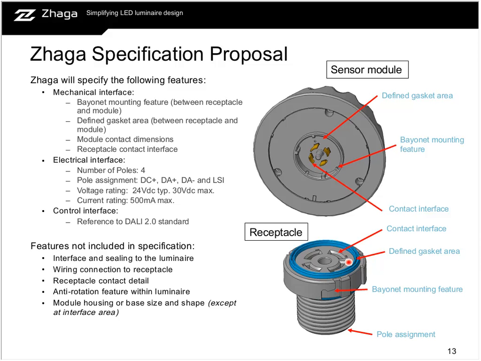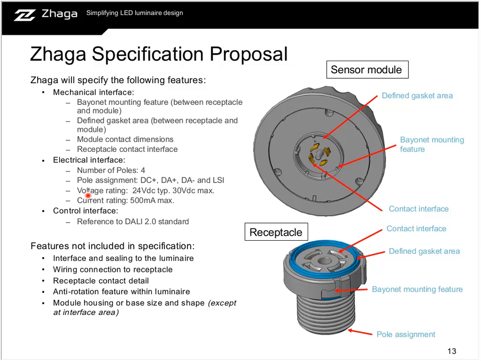On the electrical interface, as I said before, there will be 4 poles, and the poles will be assigned through the specifications. So we will have the DC plus, and then the DALI plus, and the DALI minus, and the LSI defined.